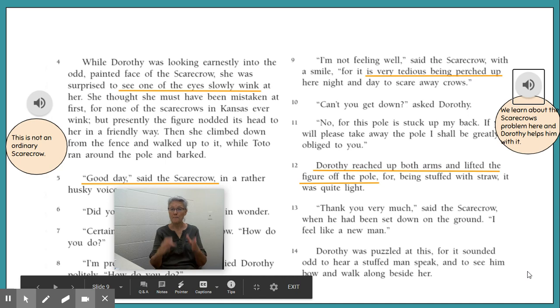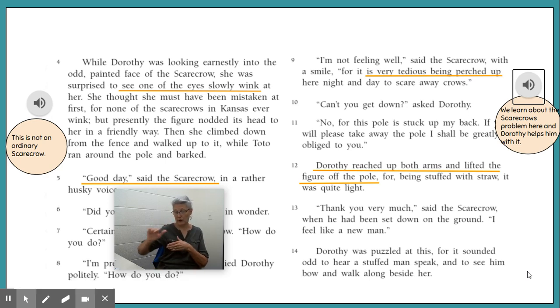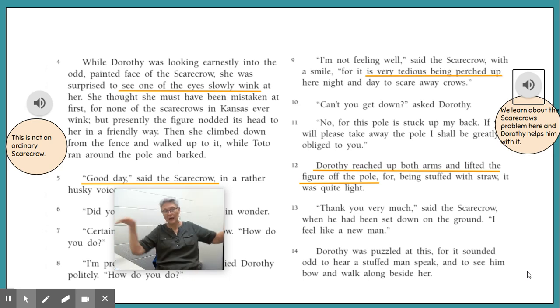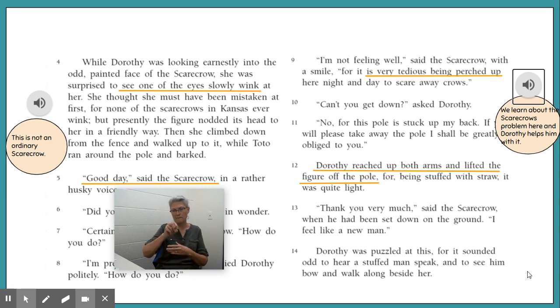In paragraph 9, we are introduced to another key event. This is where we understand the Scarecrow's problem. He is perched or he is on something day and night. So I need to know this because this helps explain the Scarecrow's problem. Jumping down to paragraph 12, I underlined where Dorothy helps him. This again is a key event because I know that afterwards the Scarecrow is very grateful for her help at this point.